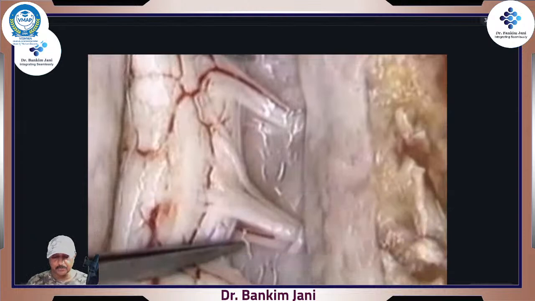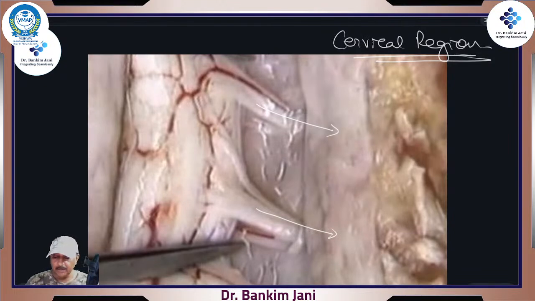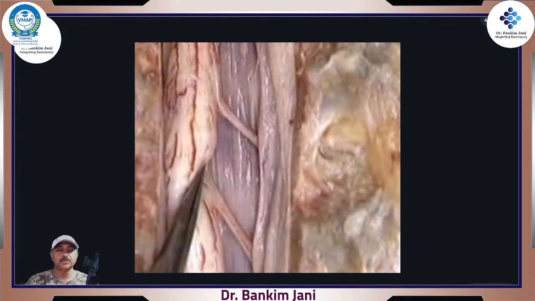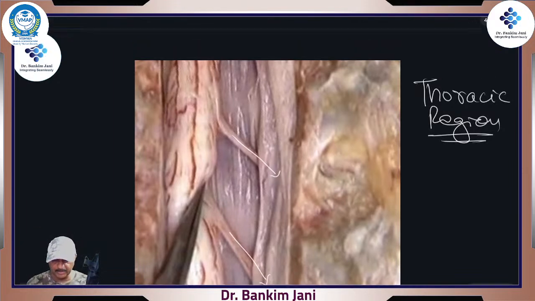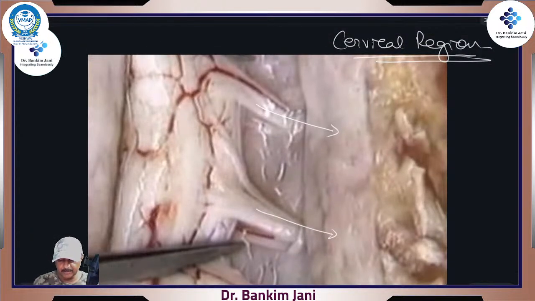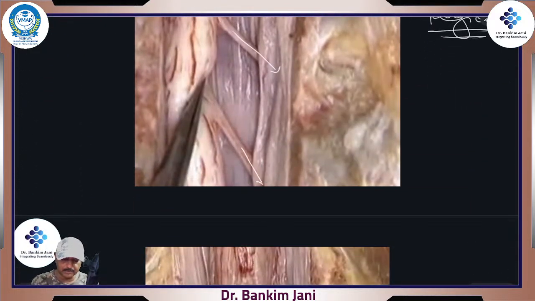Now the direction is very specific. This is in the cervical region, and we are about to come to a very interesting fact. That's the direction of these spinal nerves. As you go down, this is the thoracic region. Immediately you will notice the direction is becoming more angular, more oblique, as compared to the cervical region, which is quite horizontal. In the lower portion it is very oblique.